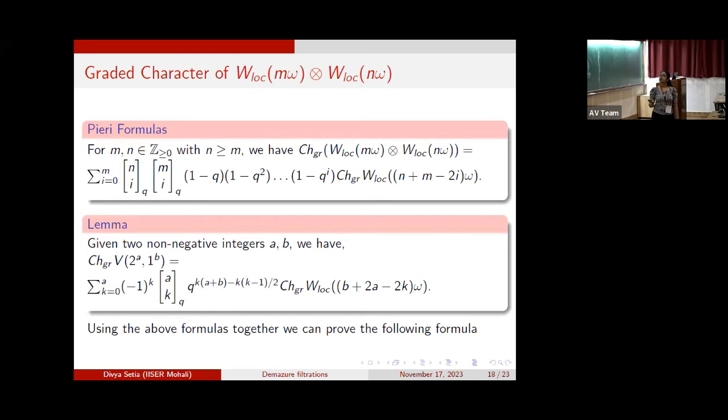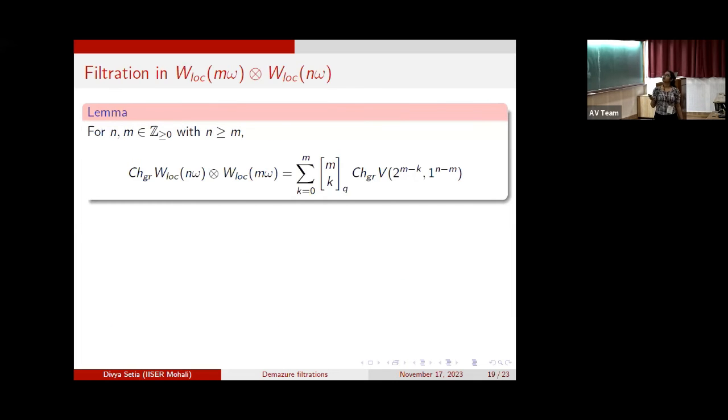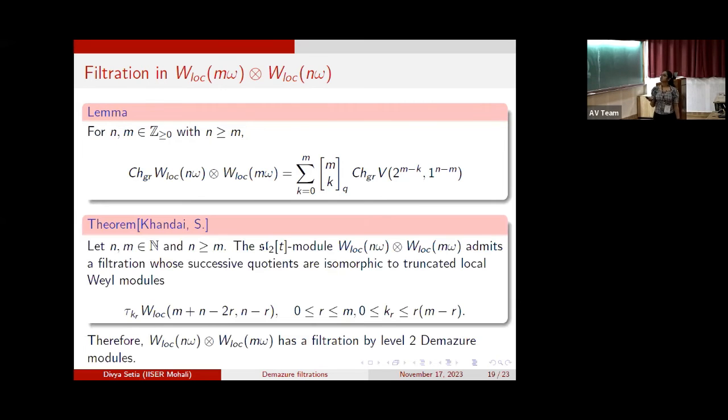And then I've also computed the graded character of these truncated locals in terms of the local Weyl modules. And then we can compare them, and we have the positive formula for the tensor product of 2 locals in terms of the truncated locals. And because the Demazure filtration exists in these truncated locals, we can actually create the filtration.